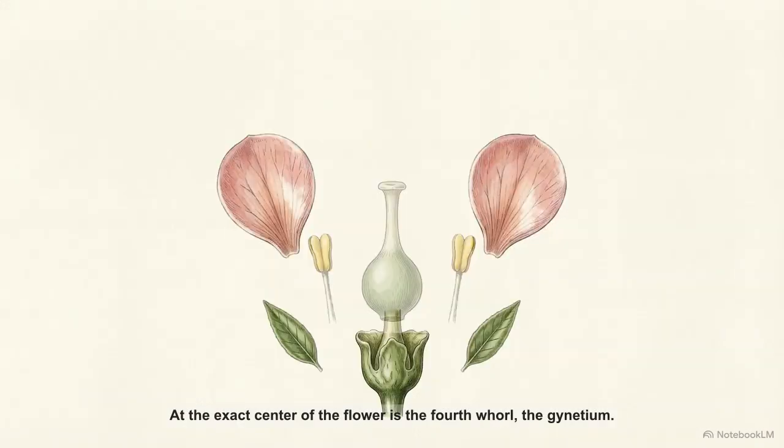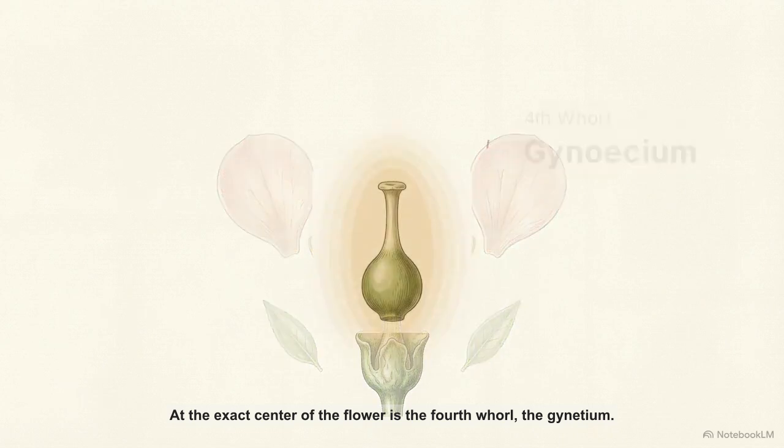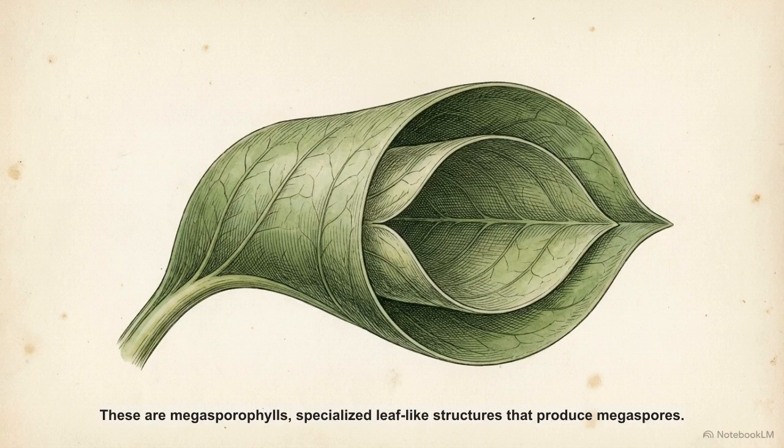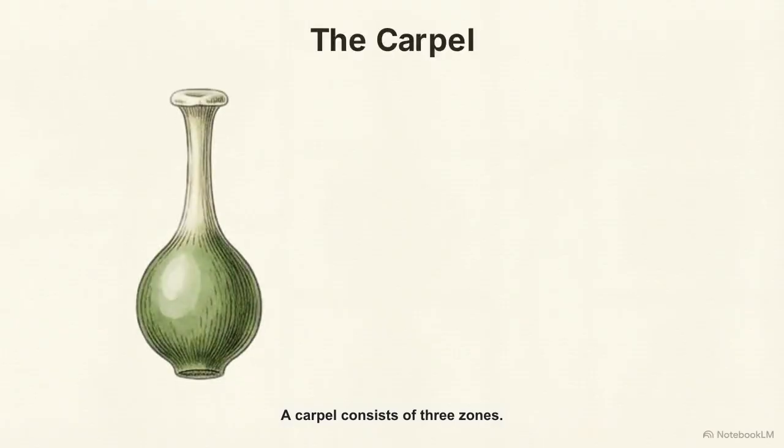At the exact center of the flower is the fourth whorl, the gynoecium. The gynoecium is the female reproductive organ, made of units called pistils or carpels. These are megasporophylls, specialized leaf-like structures that produce megaspores. A carpel consists of 3 zones.